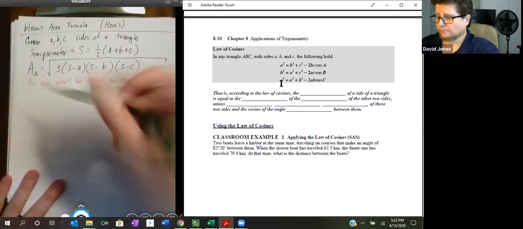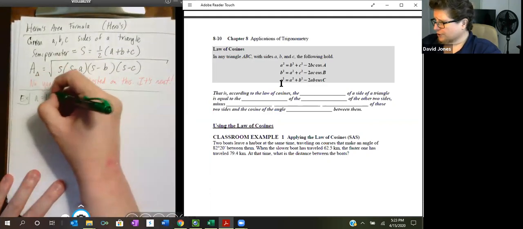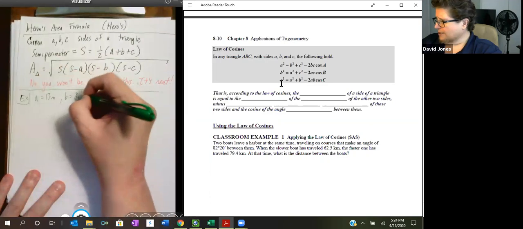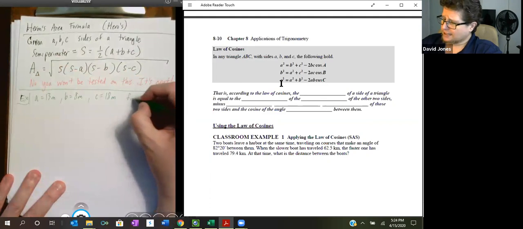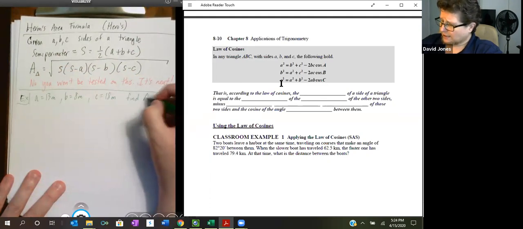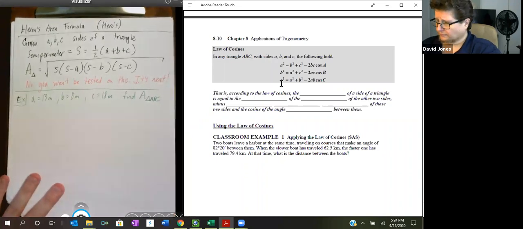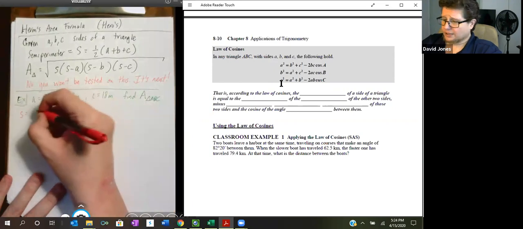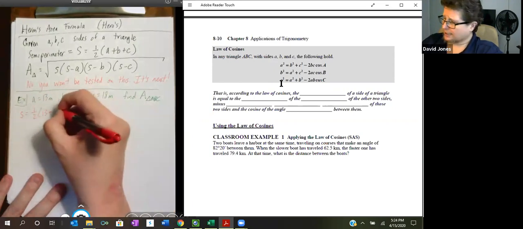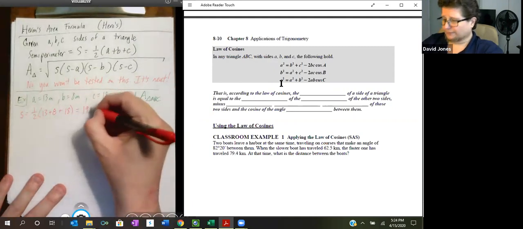So an example. A equals 13 meters, B equals 8 meters, C equals 18 meters. Find the area of triangle ABC. So we start off by computing S. S is 1/2 times 13 plus 8 plus 18. That's 19.5.